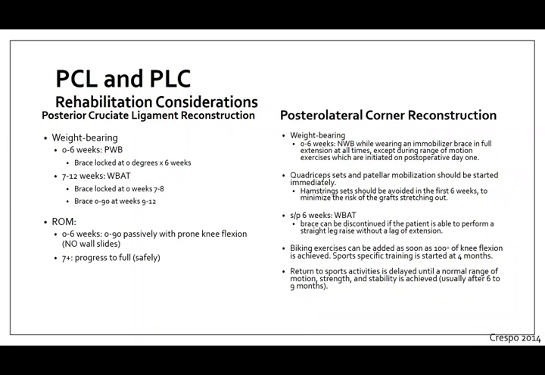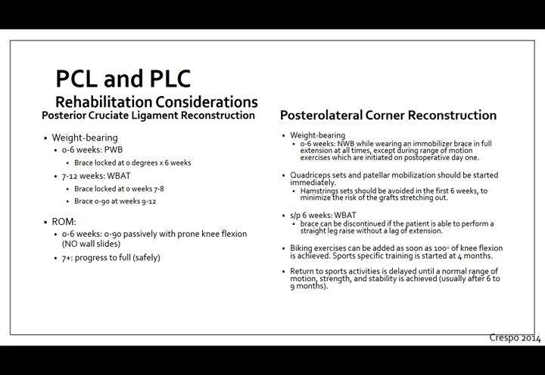PCL and PLC rehab considerations. So for the PCL reconstruction, you're going to do partial weight bearing for 6 weeks. The brace is locked at 0 degrees during the 6-week time frame. You can start doing partial weight bearing till weight bearing is tolerated from week 7 to 12, and then not until week 9 to 12 is the brace unlocked, and that's only to 0 to 90 degrees.